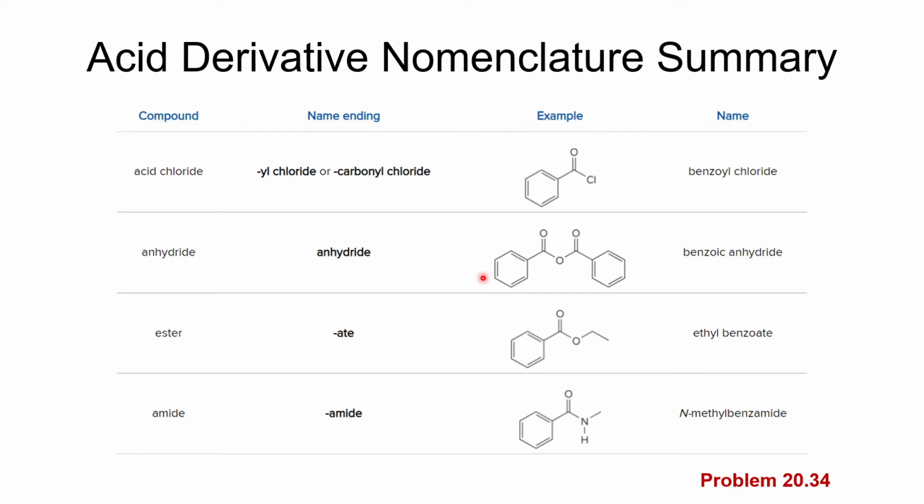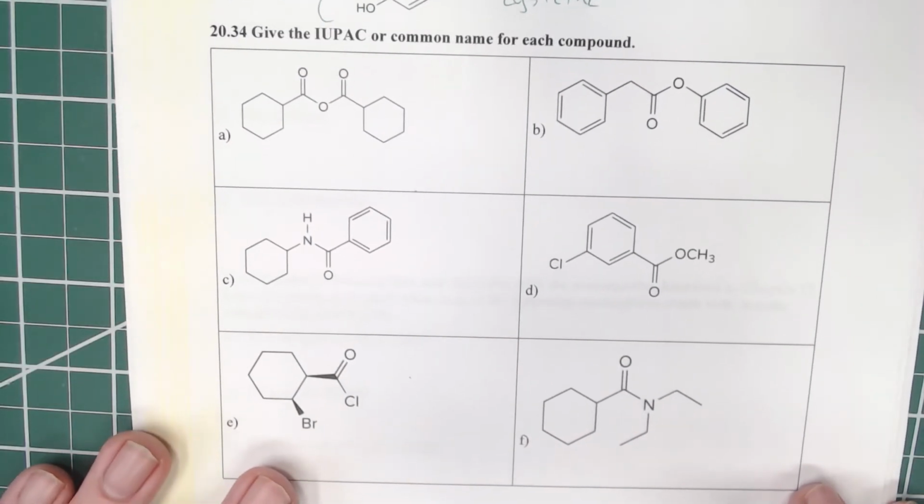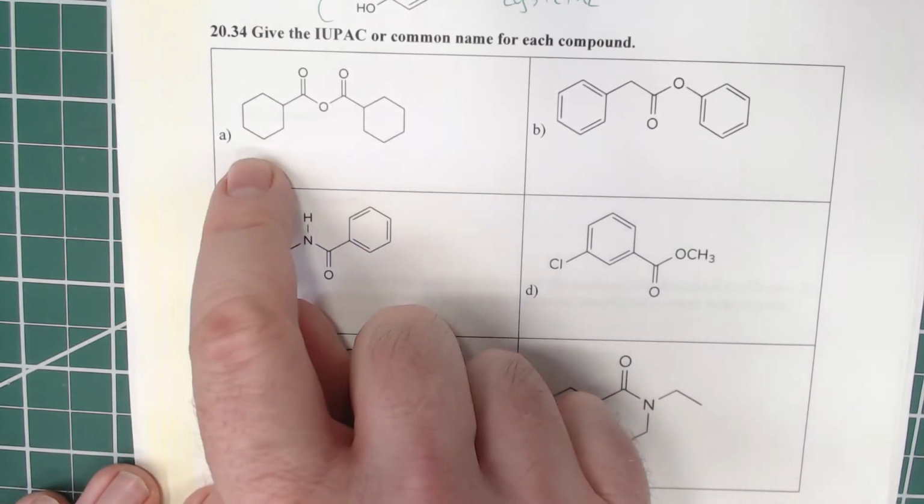All right, so our last thing here is just how we're naming all of these things, and it's just a summary page. So I'm not going to go over that. I am going to do problem number 34. On problem number 34, we'll be doing some naming.